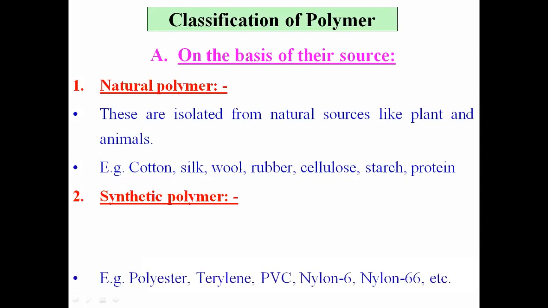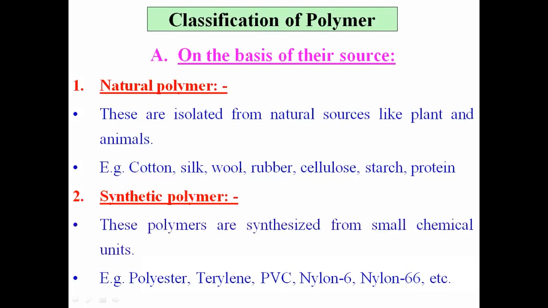The second type is synthetic polymers. Examples are polyester, terylene, PVC (polyvinyl chloride), nylon 6, and nylon 66. They are synthesized in the laboratory by using small chemical units, and such compounds are called synthetic polymers. This is the first mode of classification, a very simple mode, just on the basis of their source, from which source they are obtained. On that basis, they are classified as natural and synthetic polymers.